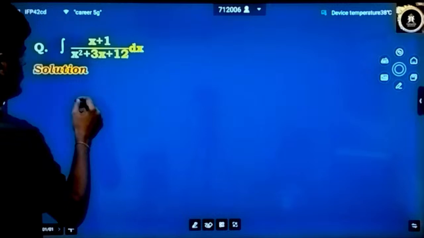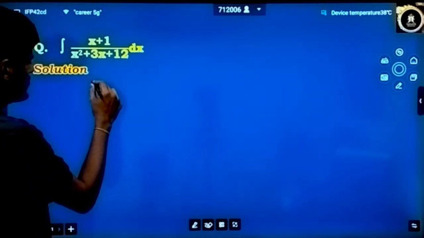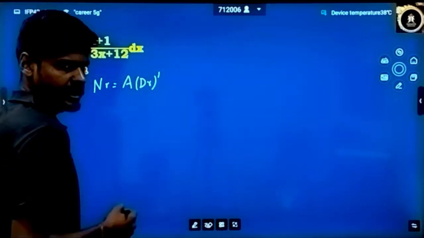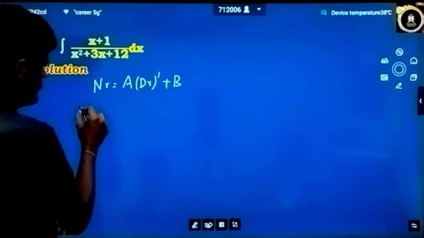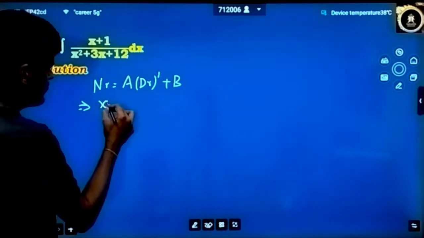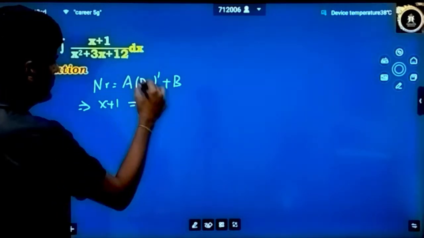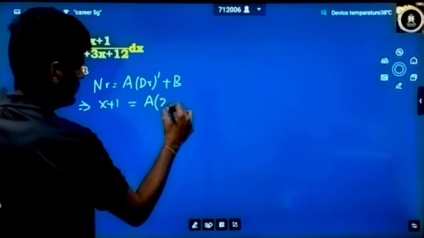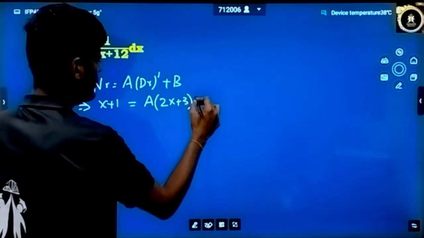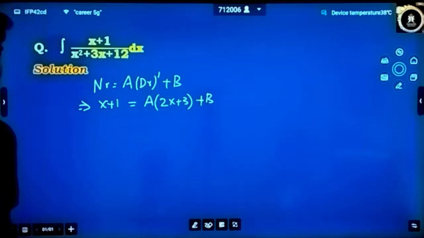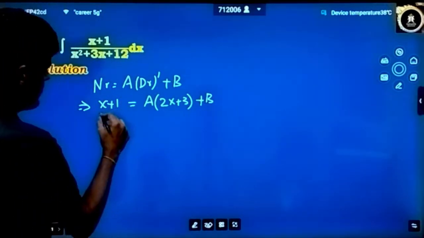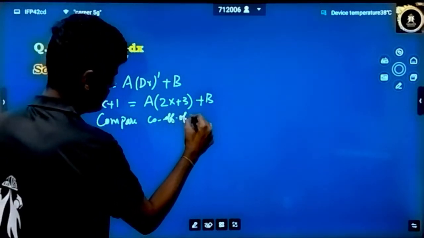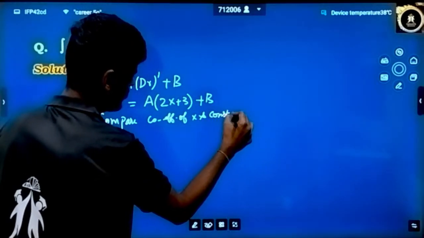Now how to find this integral? The first step is to express the numerator as a times the differentiation of the denominator plus another constant. Which means x plus 1 is equal to a times the differentiation of the denominator, that is 2x plus 3, plus another constant b. Next, compare the coefficients of x as well as the constants on both sides.